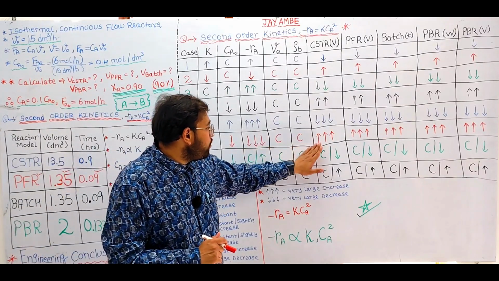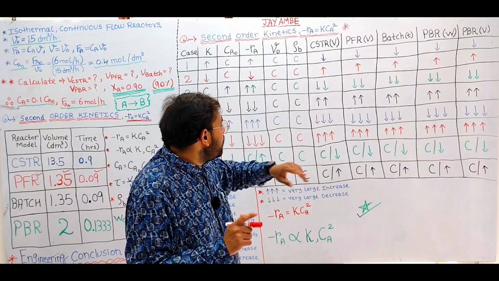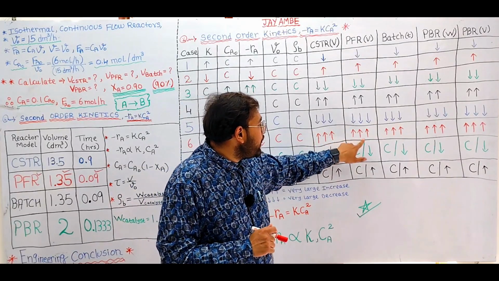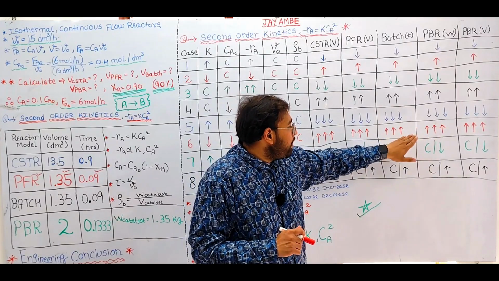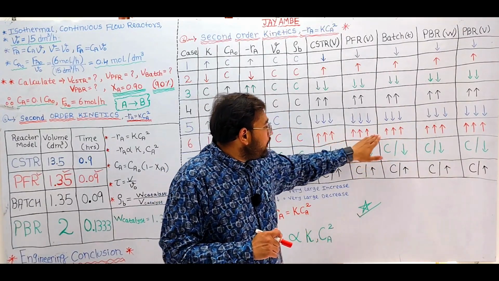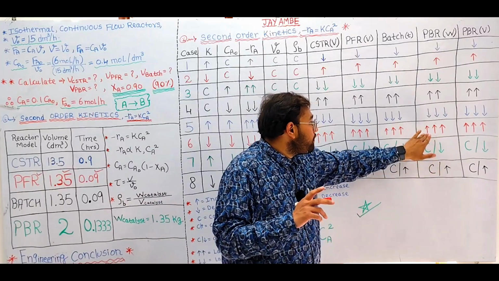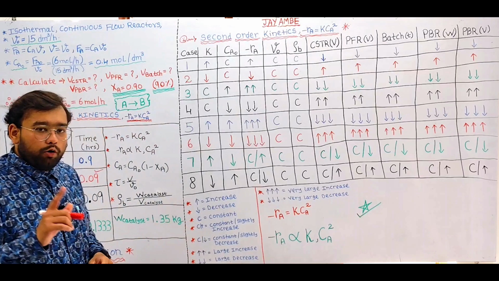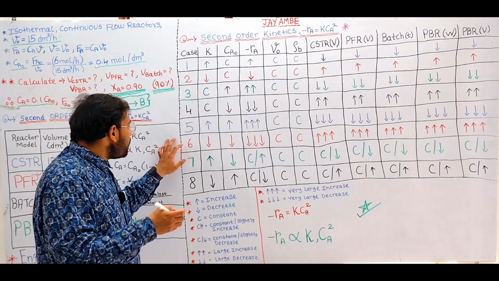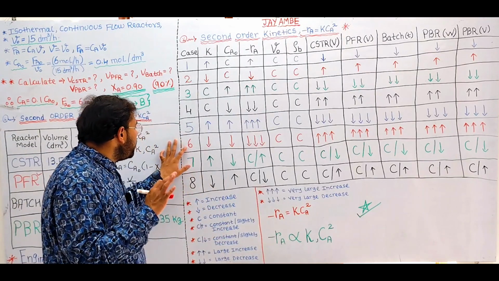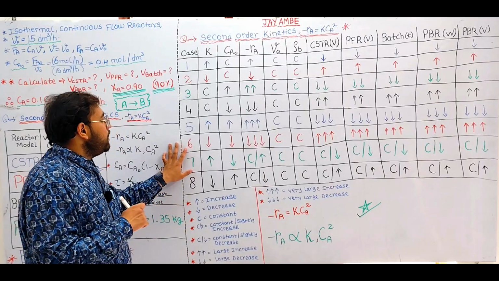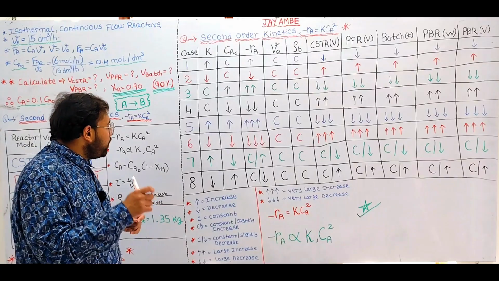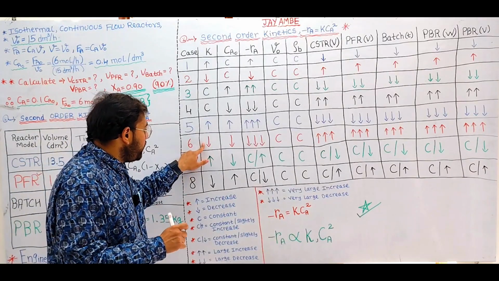I hope up to here you have understood. You can see the requirements of the design volumes of the different reactor models have increased very largely. The space time of the reactors has also increased very largely. The requirements of the weight of the catalyst have also increased very largely. Now we'll understand the engineering interpretation for the sixth case. This phenomenon is observed when there is a decrease in the temperature of the reaction environment of the reactor.